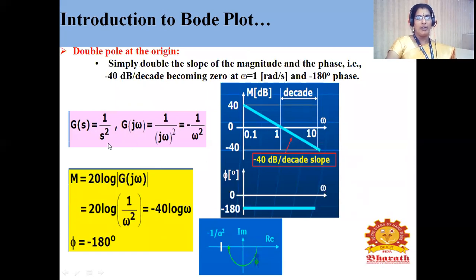Okay, so it is an integral factor of the s square term, that is a second order term. G of s is equal to 1 by s square, g of j omega is equal to 1 by j omega the whole square, which is equal to minus 1 divided by omega square. From that we can obtain the magnitude 20 log of 1 by omega square, which is nothing but minus 40 log of omega. So for different values of omega, we will be obtaining different values of magnitude. As I said earlier, it is an s square term, so minus 90 plus minus 90 will become minus 180. That is the phase angle for a double pole at the origin. So now it is reduced from 40 decibels to minus 40 decibels per decade. Here the angle is minus 180 degrees.